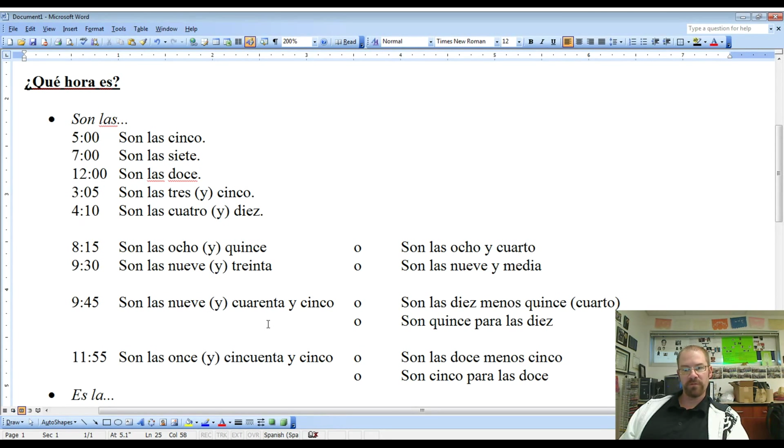So the first one is son las nueve cuarenta y cinco. So that's literally, it is 9:45. Now, much like in English, we can say it's 15 till an hour. There's a couple different ways I can do that in Spanish.